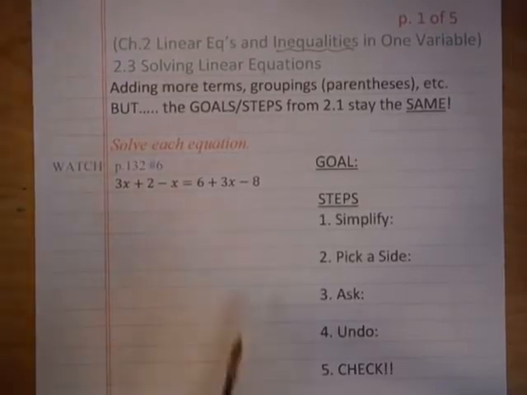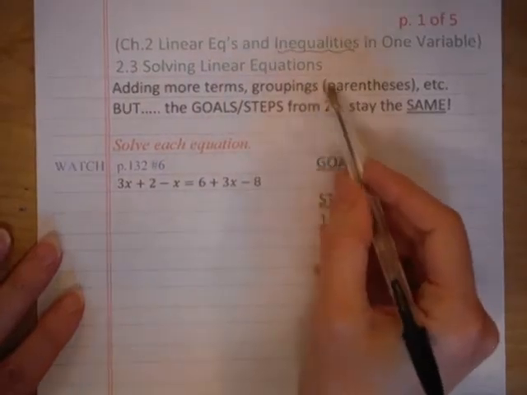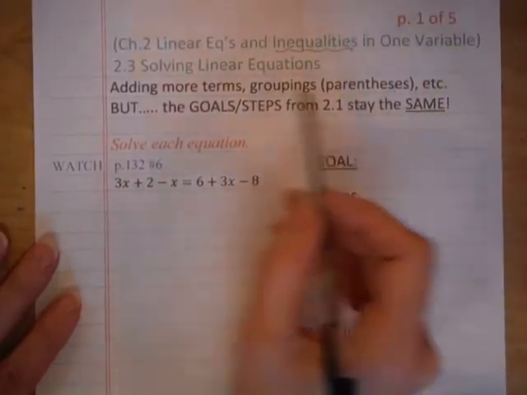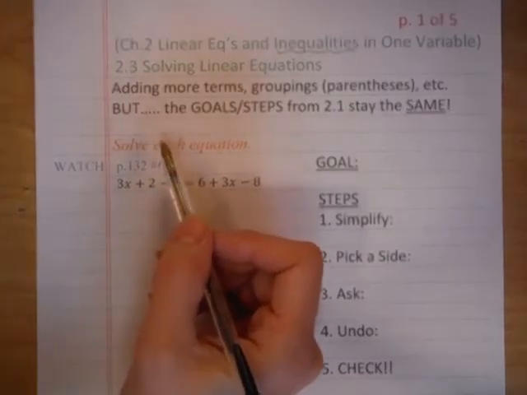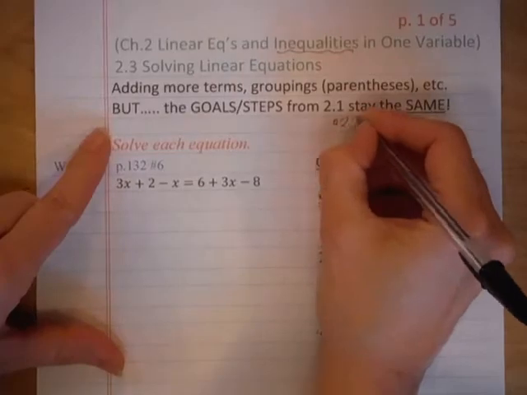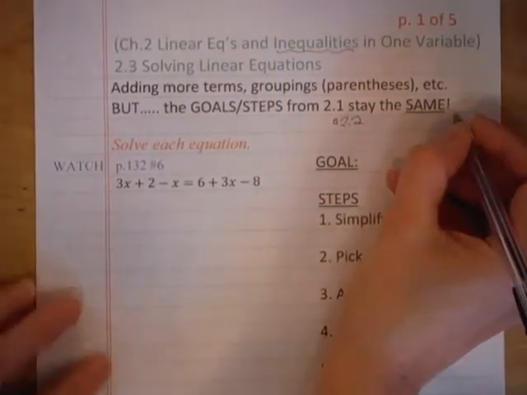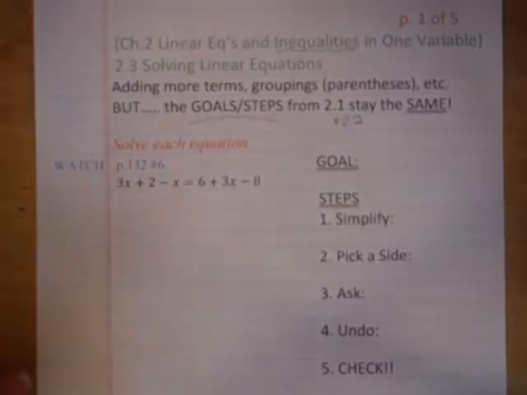And in this third section, the book is adding more terms, adding grouping symbols, parentheses, etc. But because of the way we've structured it for our class together, our notes, the goals and steps from 2.1 and 2.2 all stay the same here. So we're still on the same track as we were before. And what is that goal?